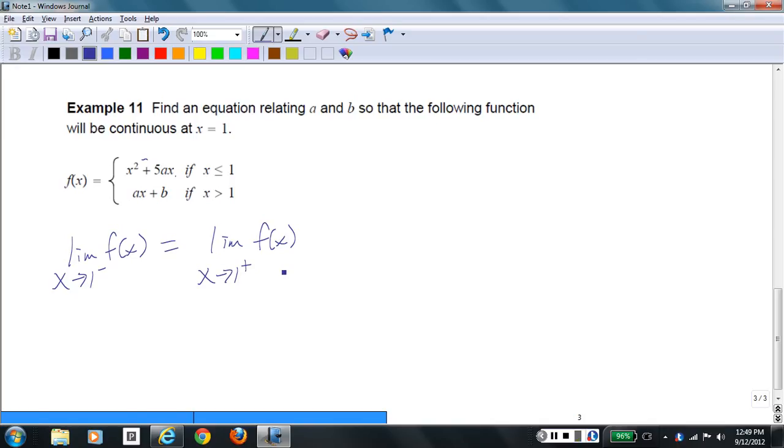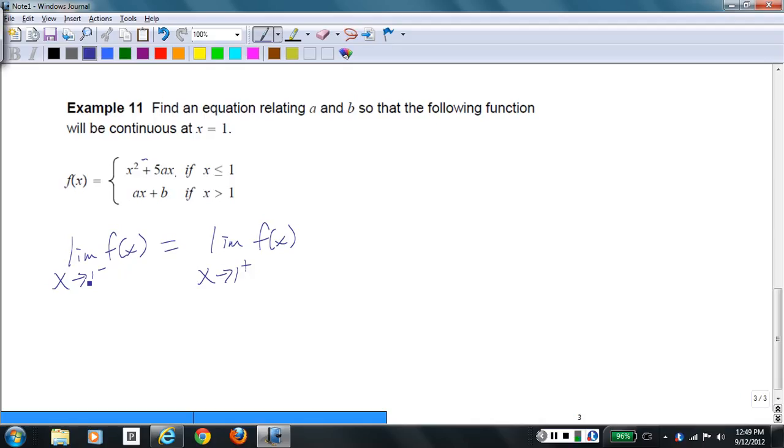I'm pretty sure both limits are going to exist because it's a polynomial either way. There's not a concern with vertical asymptote or any kind of bizarre behavior, regardless of how we choose a and b. So the limits are going to exist. We just need them to equal each other. Now let's see how we would evaluate these limits.